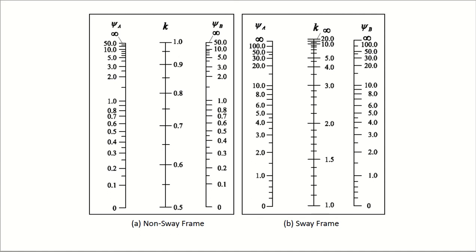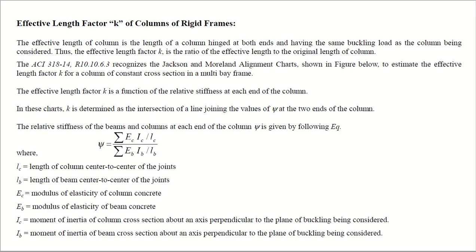For the non-sway frame you can see a graph, and for the sway frame you can see a graph. A is for non-sway and B is for the sway frames. Okay, the K factor, you know about the K factor, you have learned them in the mechanics subject. To determine the K factor, you need to know psi A and psi B for both kinds of frames. Now, the effective length factor K, which I showed you on the previous slide, of columns of rigid frames.